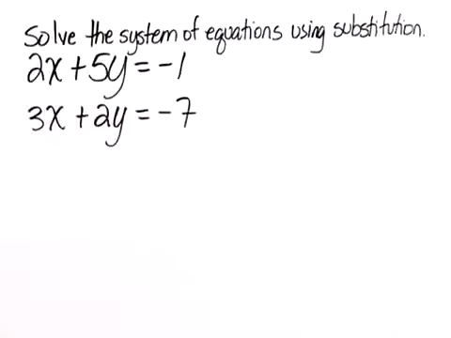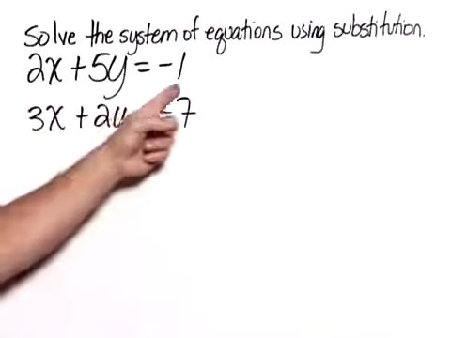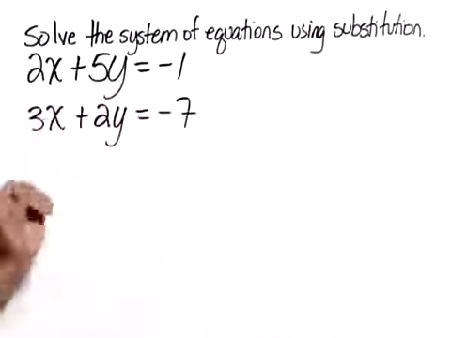Solve the system of equations using substitution. We have 2x plus 5y equals negative 1 and 3x plus 2y equals negative 7. Now, the method of substitution: we take one of the equations and solve for one variable in terms of the other, and then substitute that expression into the second equation.